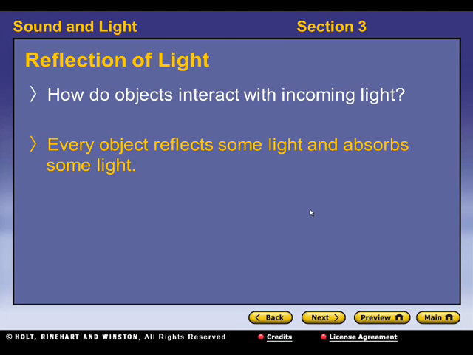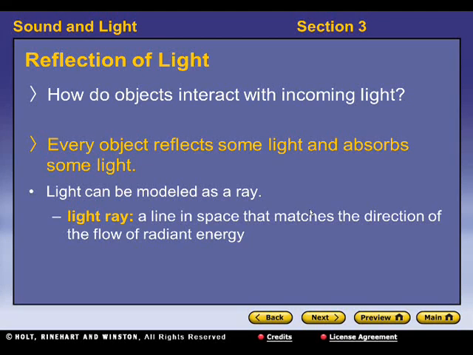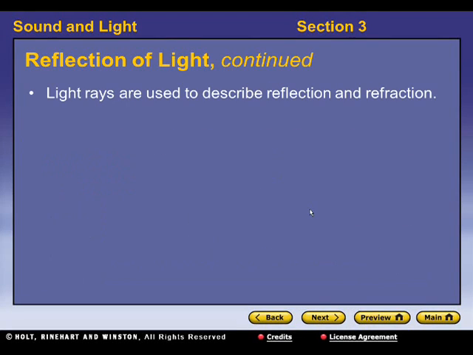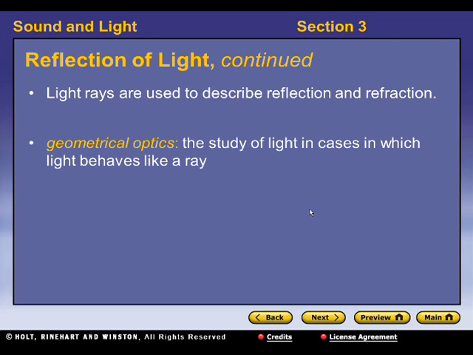Every object reflects some light and absorbs some light. Light can be modeled as something called a ray. This is different from the wave and particle model of light. This is just showing how light is reflected or refracted. A light ray is a line in space that matches the direction of flow of radiant energy. The direction of the light rays is the same as the direction of the wave travel or the path of the photons. Light rays are used to describe reflection and refraction.